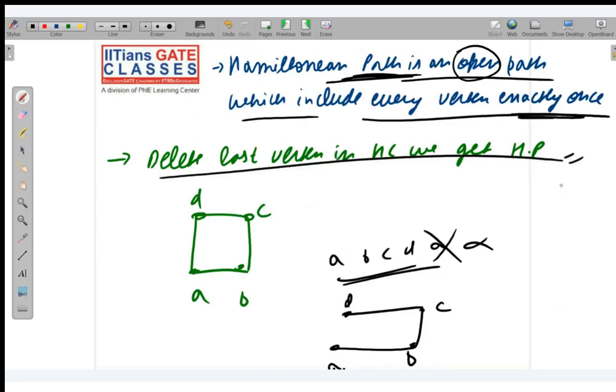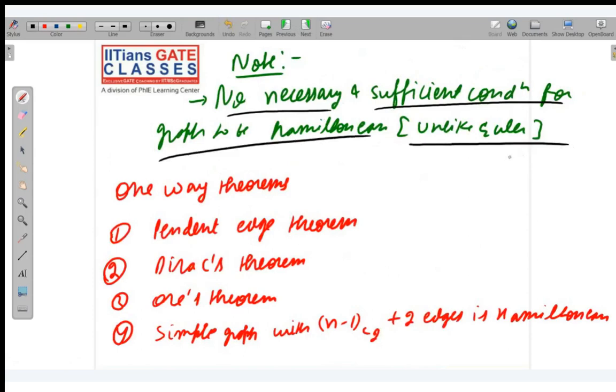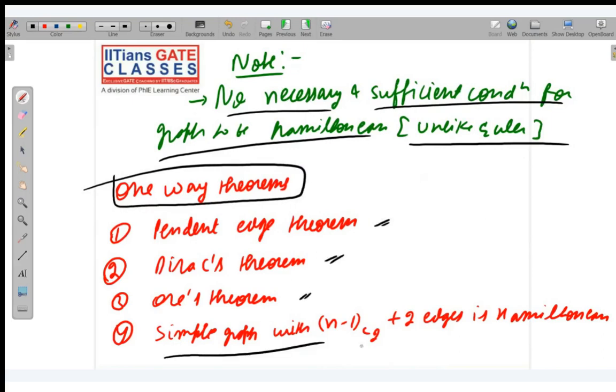Take a snapshot, I will jump to the next slide. So I have written it here: there is no necessary and sufficient condition for a graph to be Hamiltonian, unlike Euler. For Euler we have one, but here we do not. Still, we have a few one-way theorems. First is the pendant edge theorem, then Dirac's theorem, then Ore's theorem, then the theorem that a simple graph with n minus 1 choose 2 plus 2 edges is Hamiltonian. One by one we will study these four theorems.